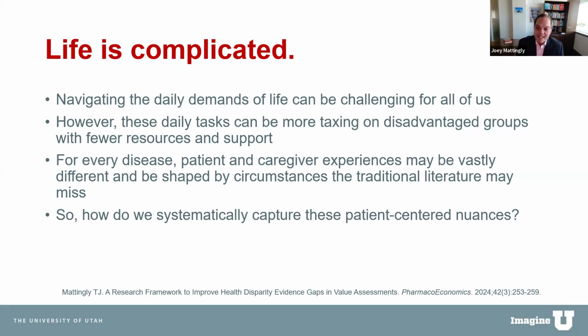So for every disease, there are patient and caregiver experiences that may be vastly different and shaped by circumstances that traditional literature reviews, when you go to search academic literature, are just not going to capture. So my question to the audience, maybe a rhetorical one, is what health economists should be challenged with: figuring out ways to systematically capture as many different patient nuances as you can to help inform your model.